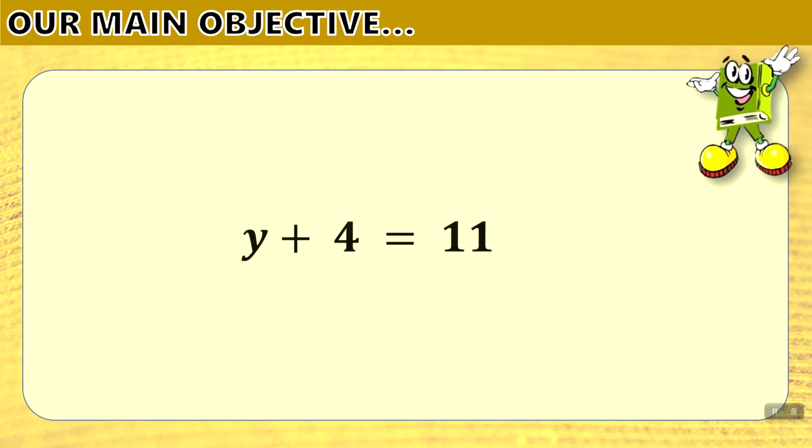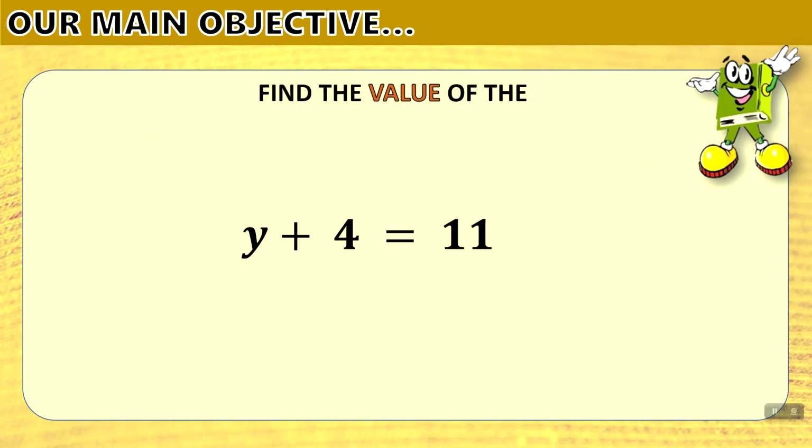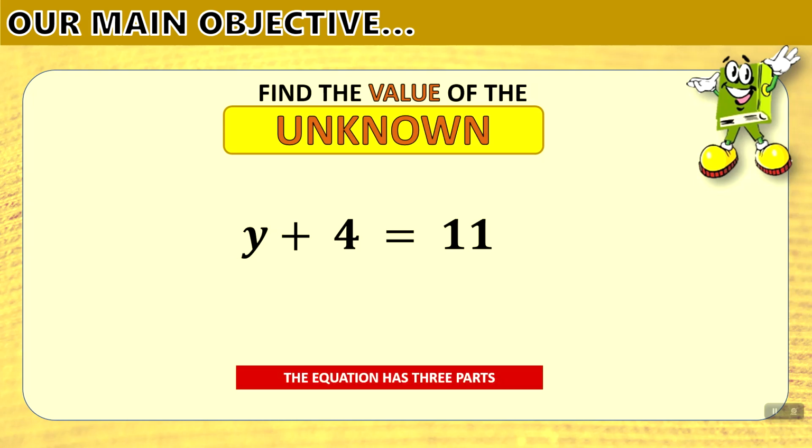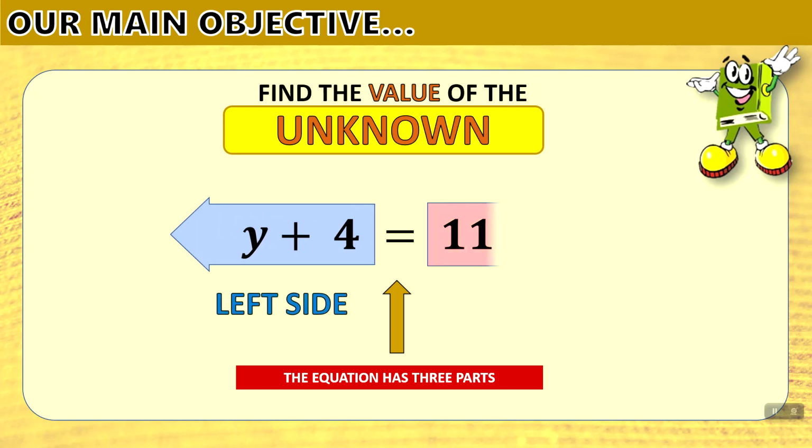Our main objective with an equation like this one, y plus 4 equals 11, is to find the value of the unknown. And in this equation, the unknown is a letter, the letter y. We need to find out what value the letter y represents. And if we look at the equation, we can see that each equation has three parts. In the middle is an equal sign. We have a left-hand side, and we have a right-hand side. Those are the three parts of all equations.